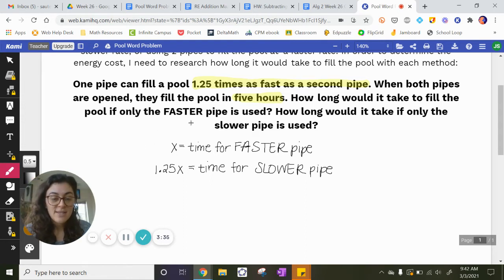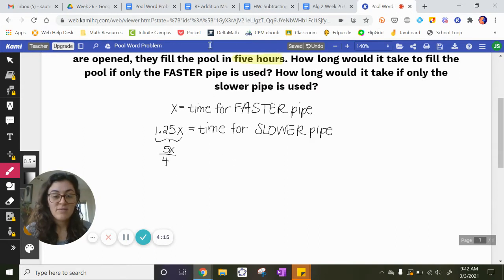If you initially read this and you wanted to swap those, just think about time. If your faster pipe is x, your slower pipe should have a bigger number next to the x. If we had swapped this, this would have been saying that the faster pipe takes longer. So that doesn't really make sense. And since we know we're going to be working with fractions and adding rational expressions, I want to convert this 1.25 into a fraction. So 1.25 is the same as 5 over 4.